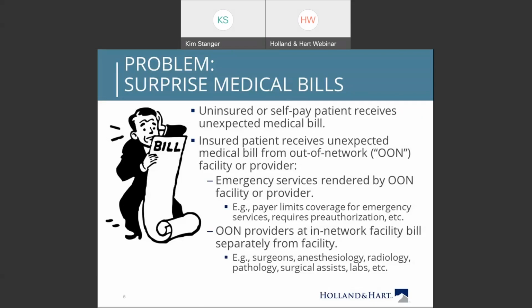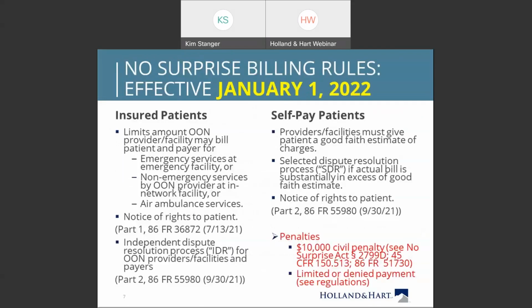So in order to address those situations, the government came up with these no surprise billing rules. They become effective January 1st, 2022. Quite frankly, I'm surprised that the government has put such a short lead time on that, especially for the new rules that just came out on September 30th, dealing with self-pay patients.